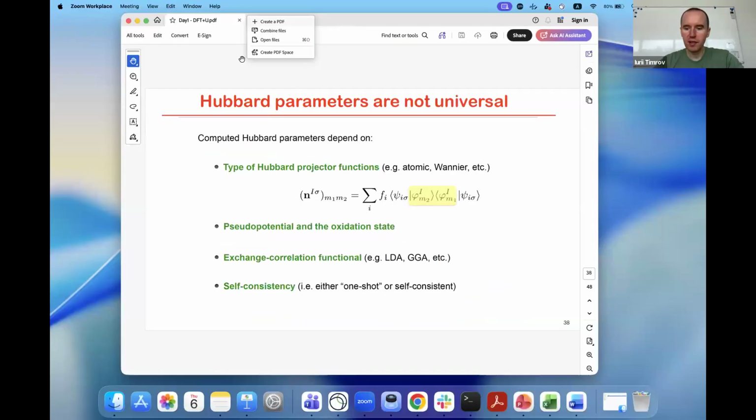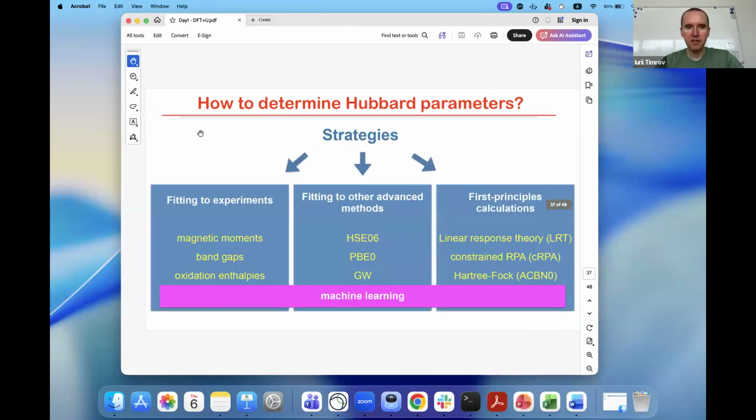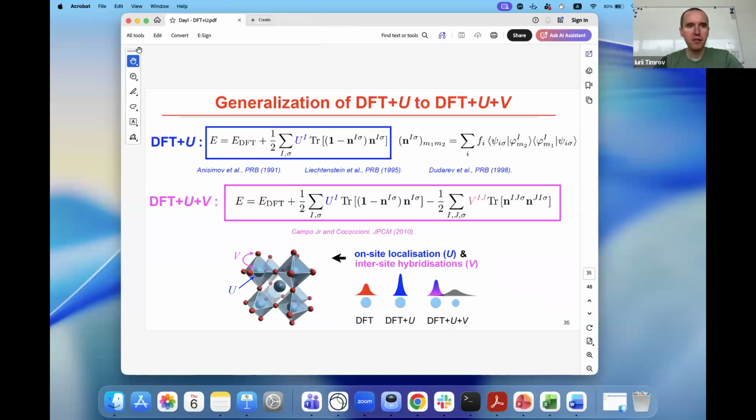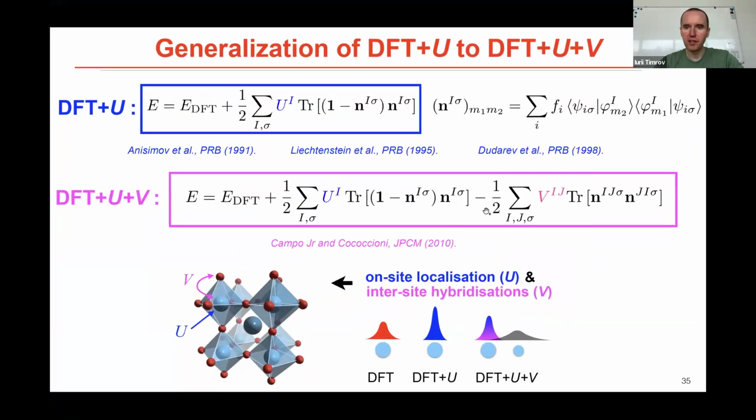So DFT plus U plus V is the same as DFT plus U, and the only difference is that you have an extra correction, this second one. If you compare DFT plus U plus V with DFT plus U, the DFT plus U term is identical. We just have an extra term that describes physics that is not described in DFT plus U, namely the intersite interaction. So that's the only difference.